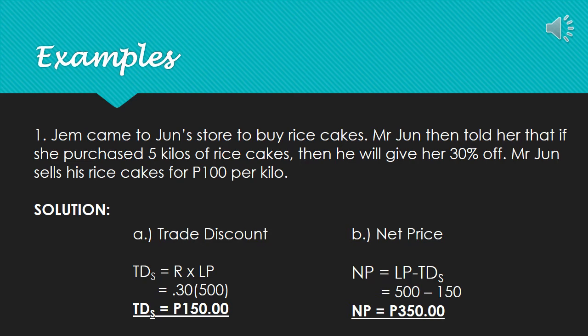ng 150 pesos. So next, for the net price, kailangan lang nating isubtract yung discount dun sa original or sa list price natin. So we have NP equals LP minus TDS. So 500 minus 150, then the net price is 350 pesos. So ibig sabihin, yung total na babayaran ni Jem is 350 pesos only from 500.